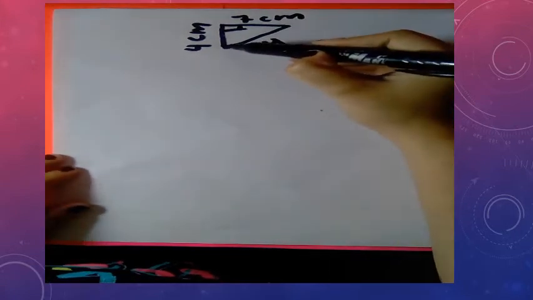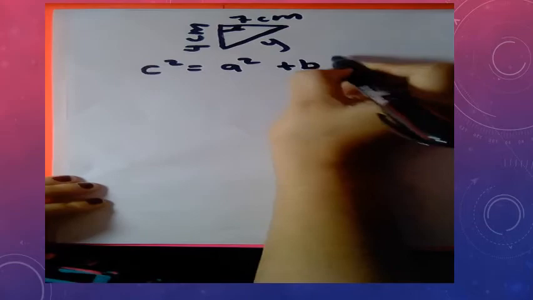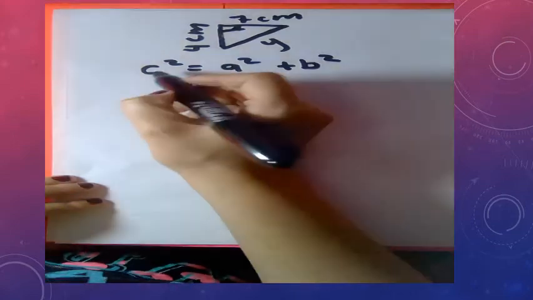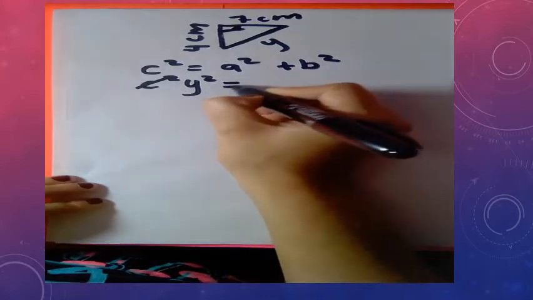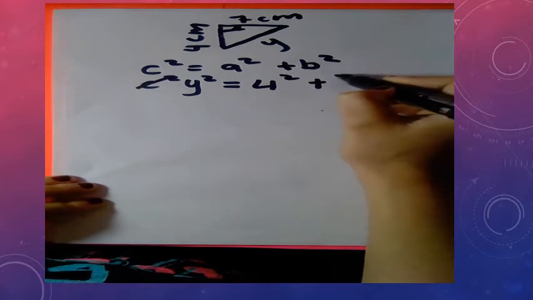Let's look at the following example. This time you are required to calculate the hypotenuse of the triangle using the Pythagoras theorem, given that this corner is 90 degrees. Let's write down our formula: C squared equals A squared plus B squared. If we substitute these values, we know that C is the hypotenuse and the other two legs are A and B. So let's substitute: C squared, which is y squared now, equals A squared, which is 4 squared, plus 7 squared.